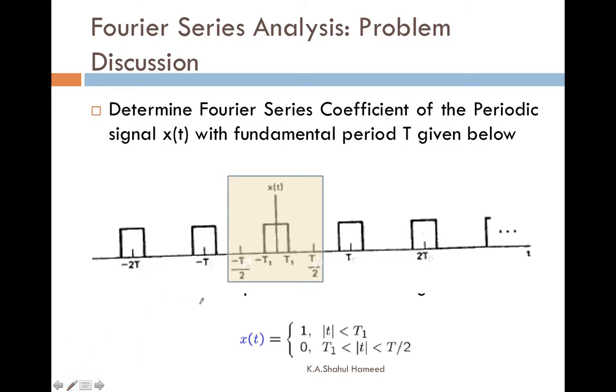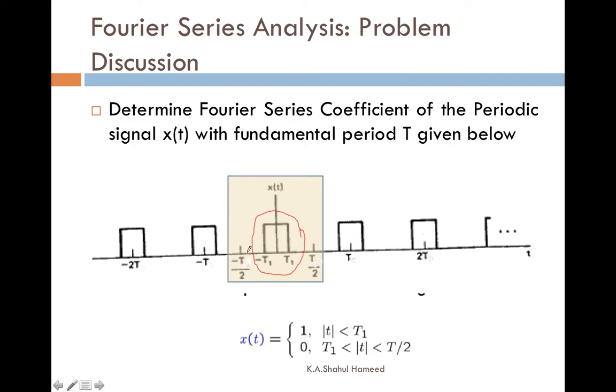So this is the periodic pulse train, and the period of this particular pulse train is capital T. In particular, I can say that the pulse is defined over a small duration, that is minus T1 to plus T1, and the same pulse will repeat over each and every period. And this is a periodic signal, so a graphical representation is given.